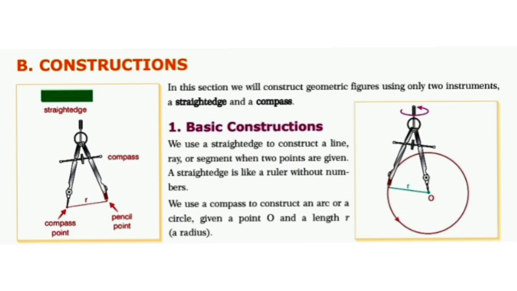We use a compass to construct an arc or a circle, given a point O and a length R, a radius.